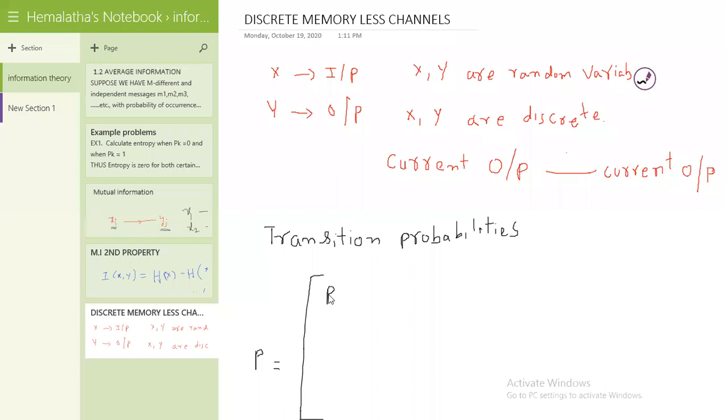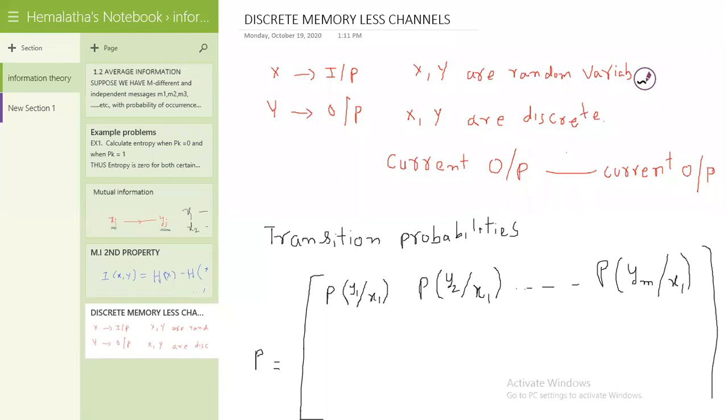So here P of y1 given x1, and P of y2 given x1, and like this, P of ym divided by x1. Okay, what is the meaning of this one?